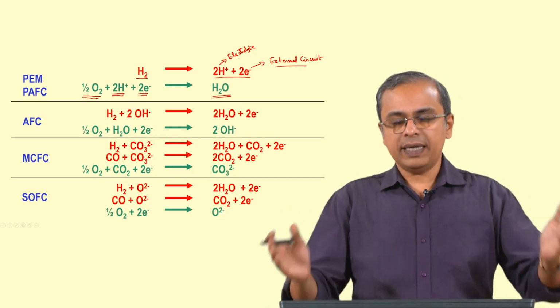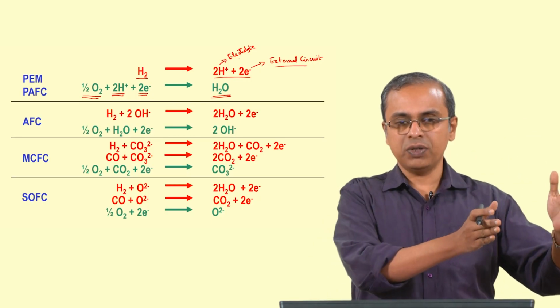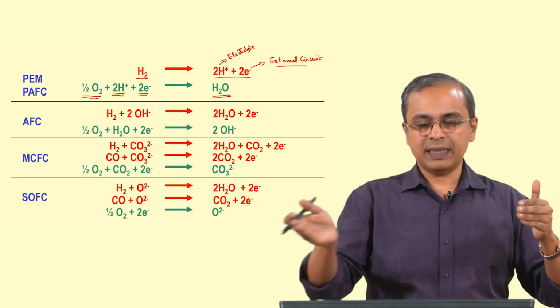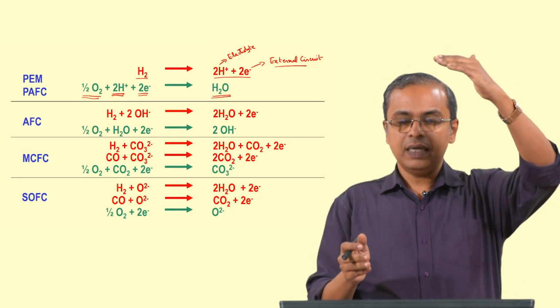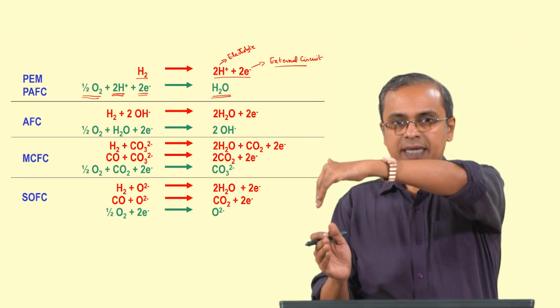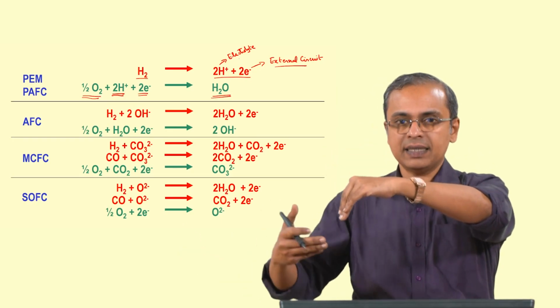react with the oxygen that is now present on the cathode side and generate water. So, this is how the various steps of the reaction are occurring. Some gas arrived at the anode, it split, one part went as an ion through the electrolyte, another part went as the electron through the external circuit, and they both arrive at the cathode side, and at the cathode additionally another gas arrived.